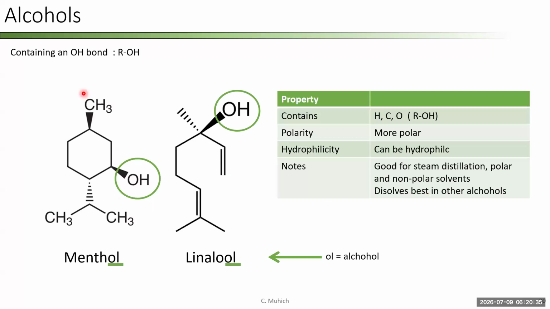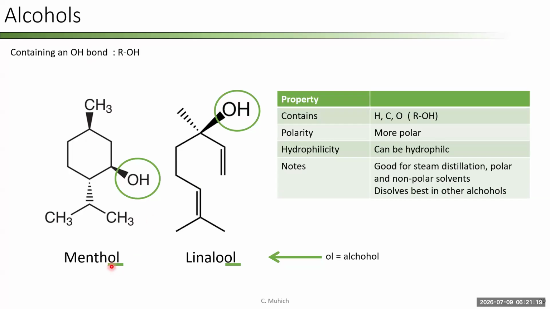So that brings us to our first type of molecule, a molecular class with a functional group, and we'll call these alcohols. An alcohol is any organic molecule which contains an OH moiety or an OH group. And so we can represent this as ROH. Here we have menthol, and it's got this OH group. Next to it, I've shown linalool, which also has an OH group, but in a different location. The key thing with an alcohol is it has this OH moiety.